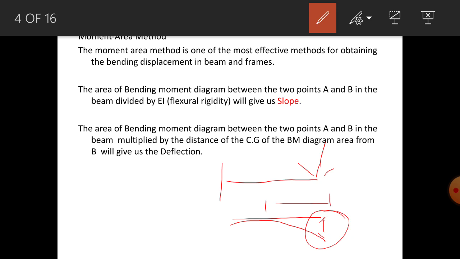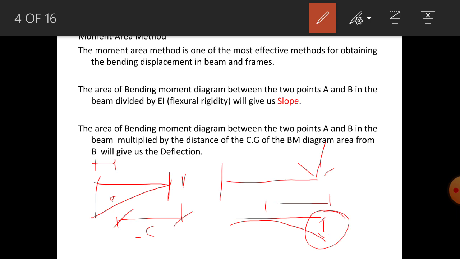Okay, for this type of beam, what is the bending moment? Bending moment is like this. The bending moment diagram is a triangle, right? So its center of gravity will lie at 2/3 from the axis. From here it is 2/3, and from the base it is 1/3. So 2/3 into L, from where you want the deflection.